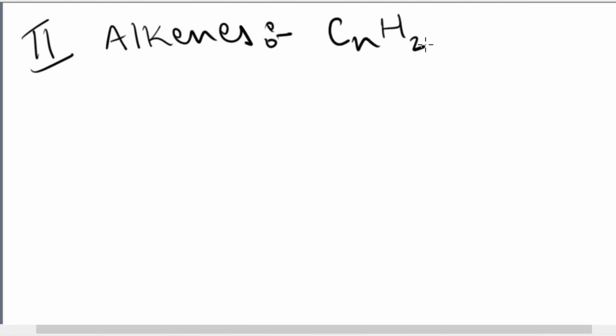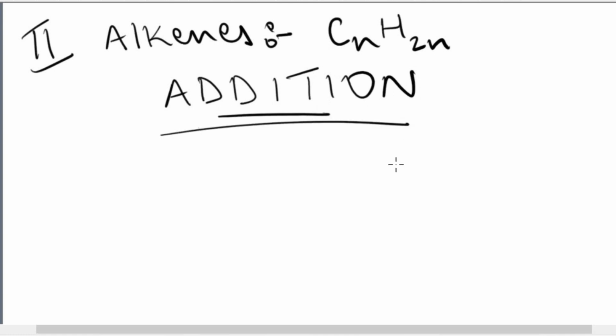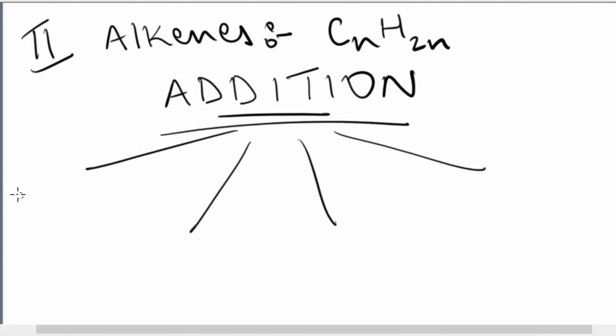All right, now we will move on to alkenes. Alkenes, the general formula was CnH2n, and they undergo mainly addition reactions. Because they have a double bond, that is the primary target for attack, and the double bond is broken and things are added to the compound.